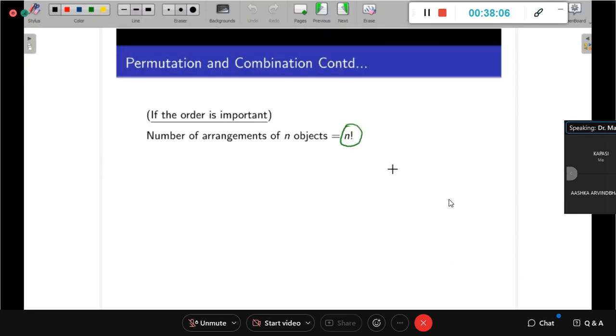Right. Now, let's quickly talk about permutation and combination. If the order is important, the number of arrangements of n objects is n factorial. It's very simple to observe, right? Out of n objects, the first place has n choices, the second place has n minus 1 choices, the third place has n minus 2 choices, and so on.